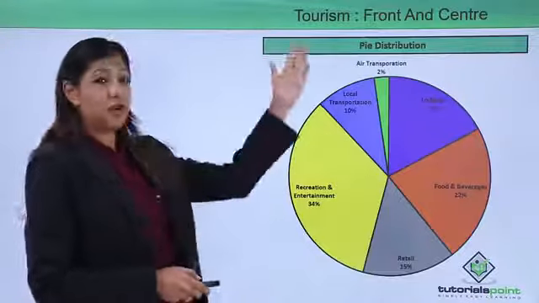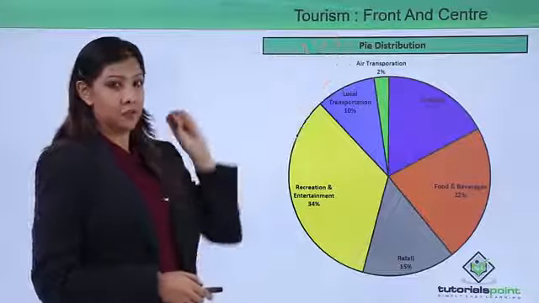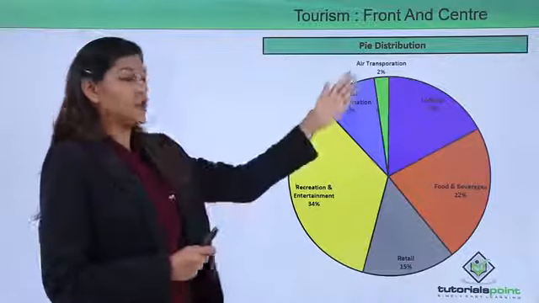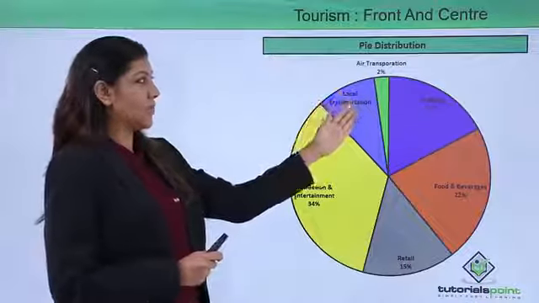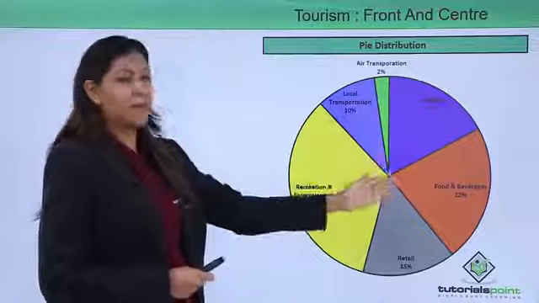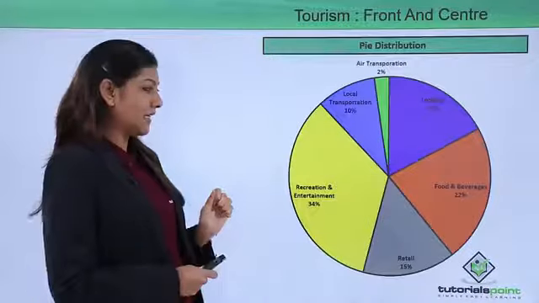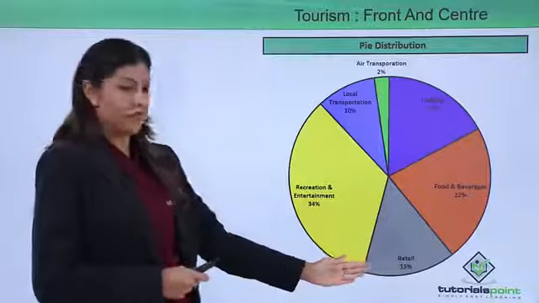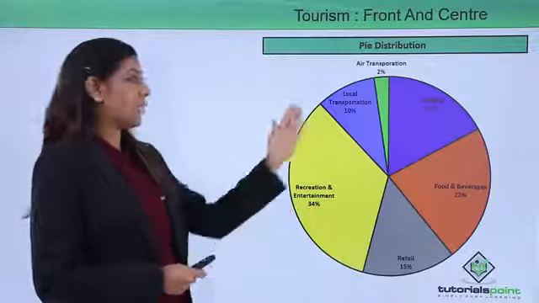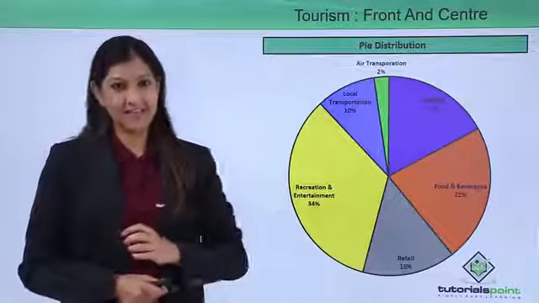Let's look at the front and center of tourism, certain distribution in terms of the pie chart. We have air transportation, which constitutes 2%. We have lodging, which is 17% of the overall juncture. Food and beverage takes care of 22%. We talk about retail, which is 15%. Recreation and entertainment at 34%, and local transportation, which is at 10%.